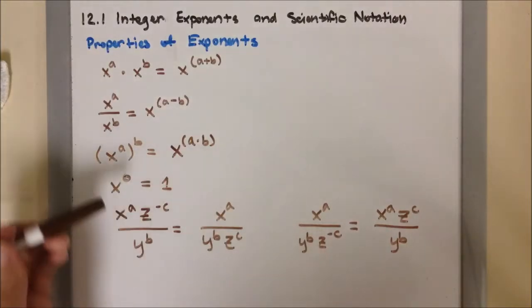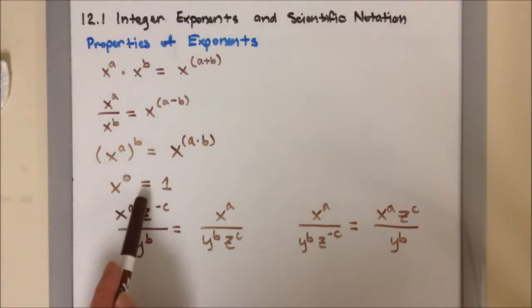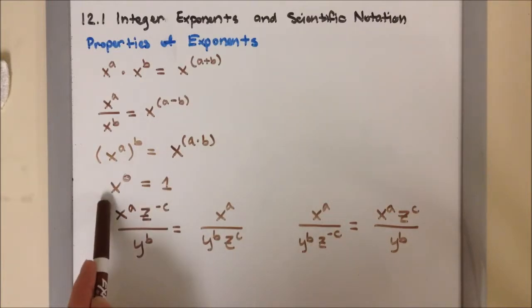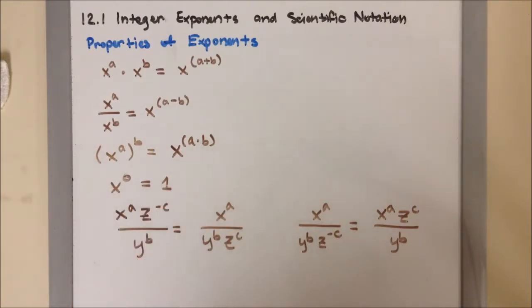Now the next one, this right here is a 0. Any base being raised to the 0 power simply becomes 1. So again, anything that's being raised to the 0 power will equal 1.